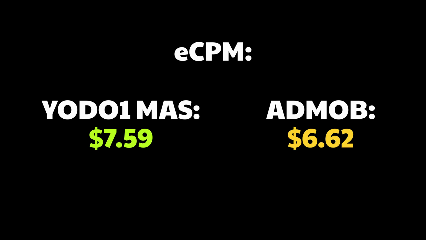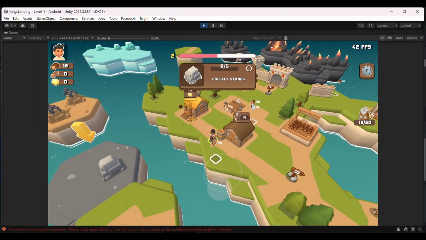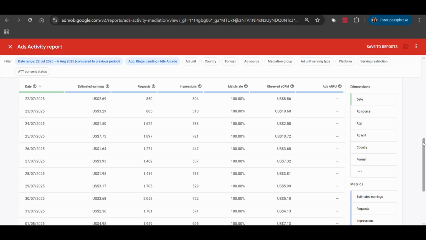The eCPM difference is significant too, $7.59 versus $6.62. That's about 15% higher, likely due to competitive bidding from multiple networks in the MAS system. Looking at daily trends, AdMob eCPM varied widely from $2.58 to $10.72, with some really good days hitting over $10, but also some terrible days. MAS was more consistent overall. Here's something cool.